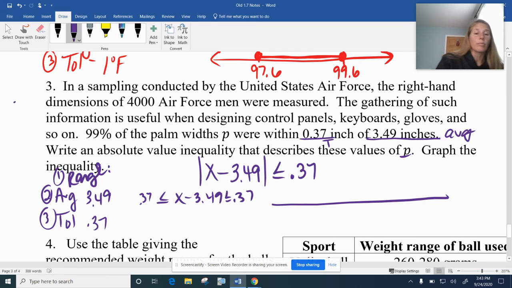You would have to add the 3.49 to each. So 0.37 plus 3.49 is 3.86. And on the low end, if I do negative 0.37 plus 3.49, I'm going to get 3.1. So again, if I'm graphing these, they're going to be filled in circles. My tolerance or my acceptable is anything that is within, including those two values there.